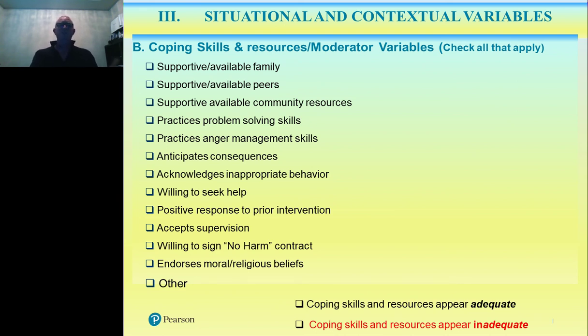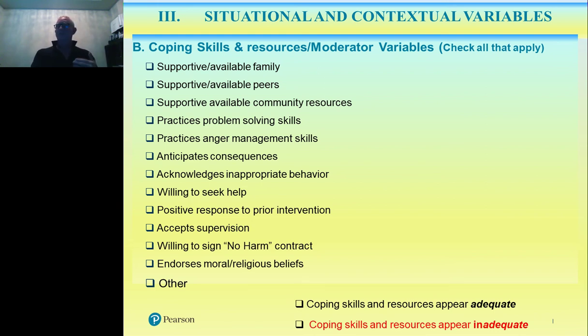Okay. And then what are their coping skills and resources? So in regards to these situational and contextual variables, do they have a supportive, available family? Do they have supportive, available peers? Okay. These are four moderator variables, by the way. So if they're getting harassed a lot in school and by peers, do they have a family that understands that? Okay. Or does the family just say, you need to fight back, you know, here, take this knife, whatever.